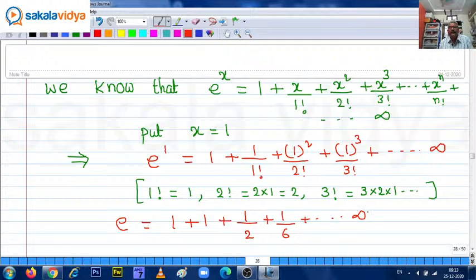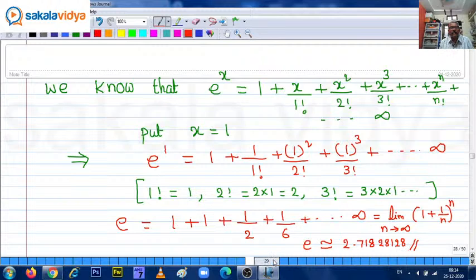This is also equal to the limit as n tends to infinity of 1 plus 1 upon n, all to the power of n, which equals e. If you simplify this value, you get e approximately equal to 2.71828. This is the value of e. e is called an irrational number. One more note, also write down.